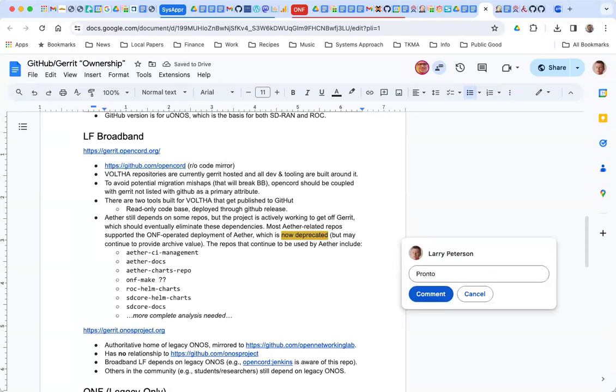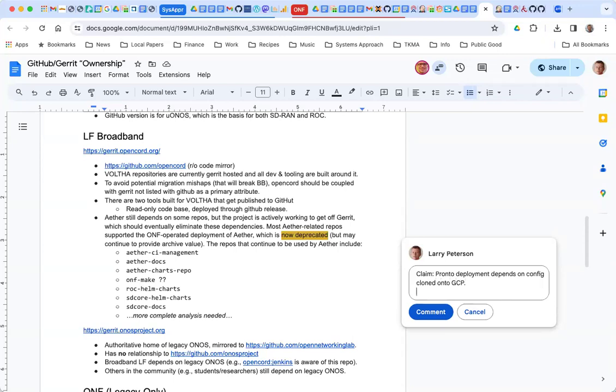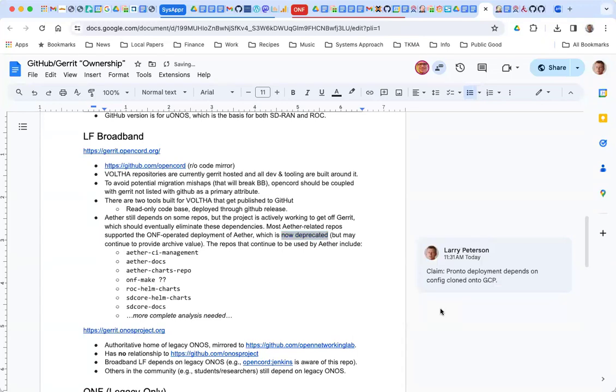So I'm going to say this is a claim: Pronto deployment depends on, I don't know what to call it here, config checked out and cloned onto whatever. I'm not sure if you can actually see what I'm typing. It's just a comment here.